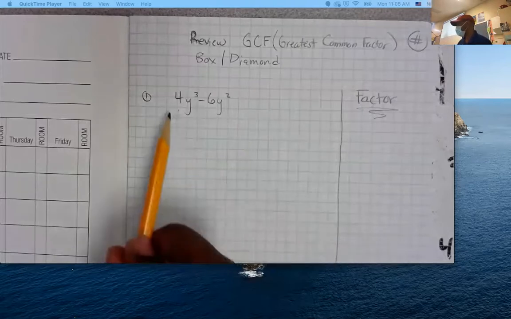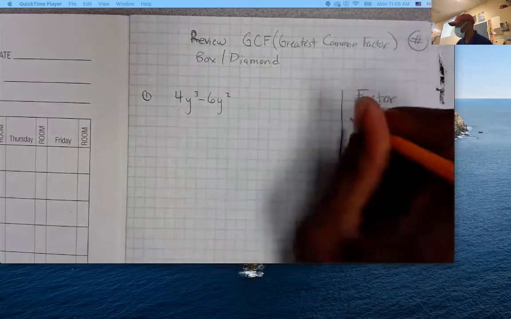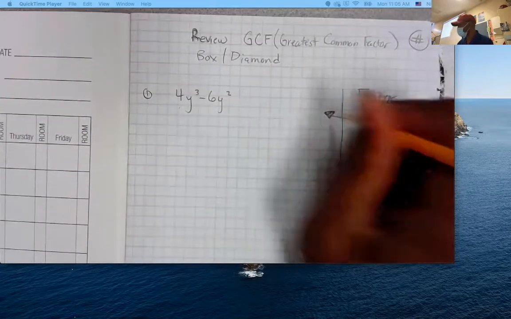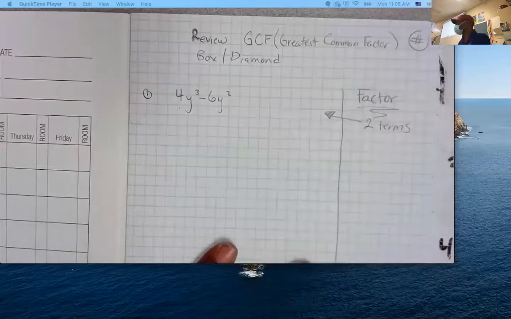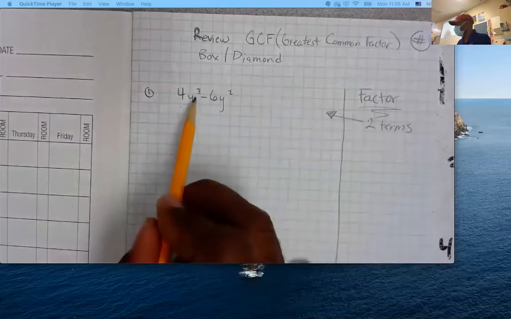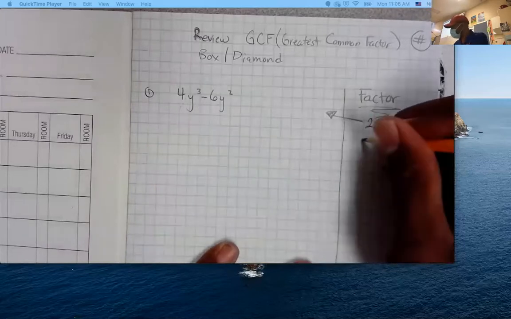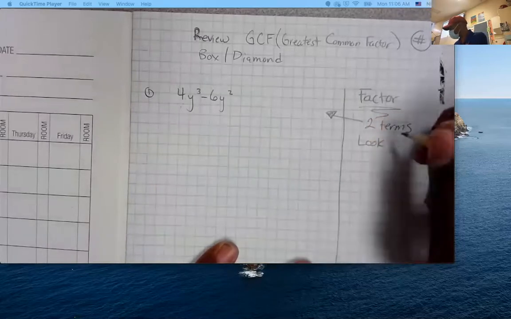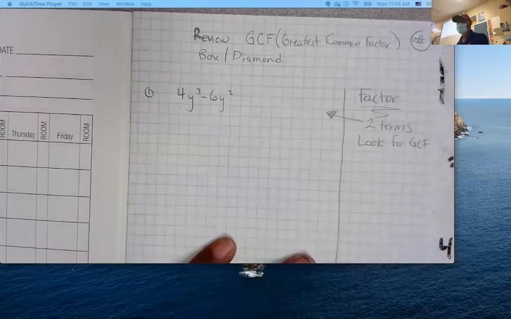Okay. Now, in this case, I only have two numbers. I just have two terms. So if I only have two terms, most likely I'm going to do greatest common factor. Not every case do you do greatest common factor, but most likely, as long as there's something in common between the two. Okay, I'm going to look for the GCF between the two numbers.